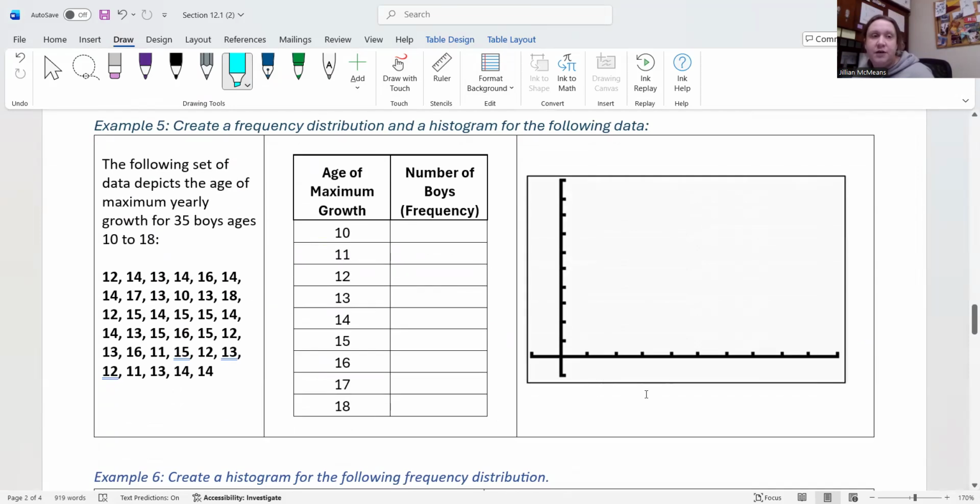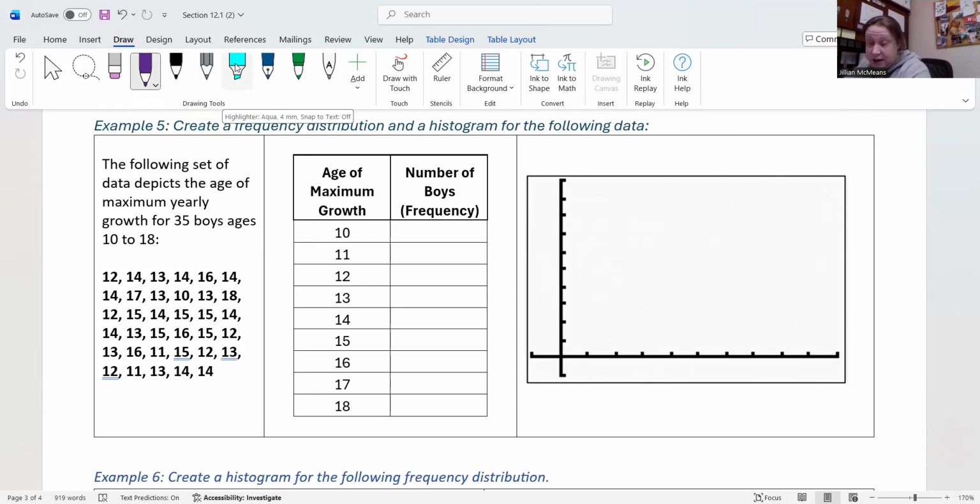All right, so first of all, for example 5, it says create a frequency distribution and histogram for the following data. In this first column, we have the following set of data depicting the age of maximum yearly growth for 35 boys ages 10 to 18. They tracked these 35 boys from age 10 to 18 and measured their height each year. What this table tells us is which year they grew the most. So at what age did they have the biggest growth spurt? We have the age of maximum growth.